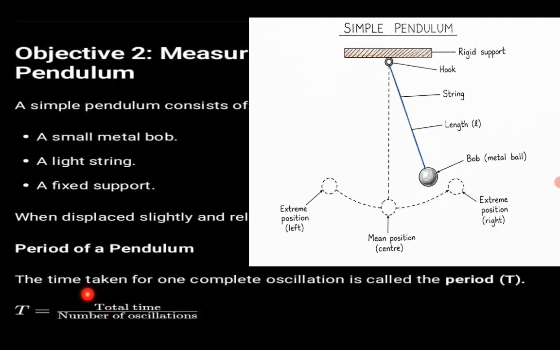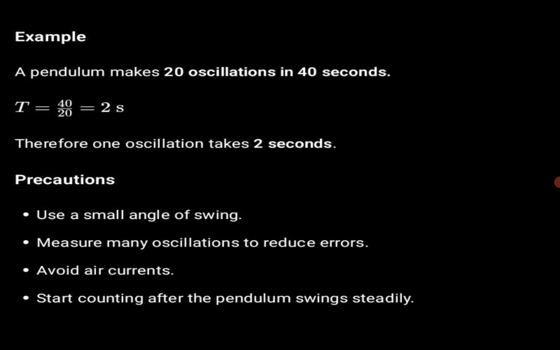So that's how you would measure the time interval for a complete oscillation. Let's say, for example, a pendulum makes 20 oscillations in 40 seconds. So to find the period, you divide the time, 40 seconds, by the number of oscillations. So the period is going to be 2 seconds. Therefore, one oscillation takes 2 seconds. So these 2 seconds are called the period.